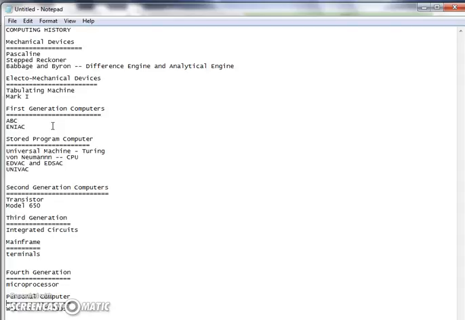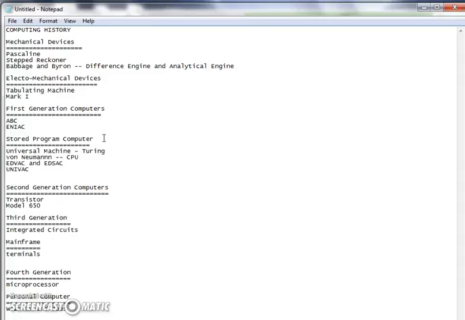The ENIAC weighed about 30 tons. It took up 1,500 square feet, which is about the size of a 3-bedroom house. It contained over 17,000 vacuum tubes, and that consumed an enormous amount of electricity, and it also generated an enormous amount of heat when the thing was running. So they had to have lots of fans in the room to keep the thing cool.